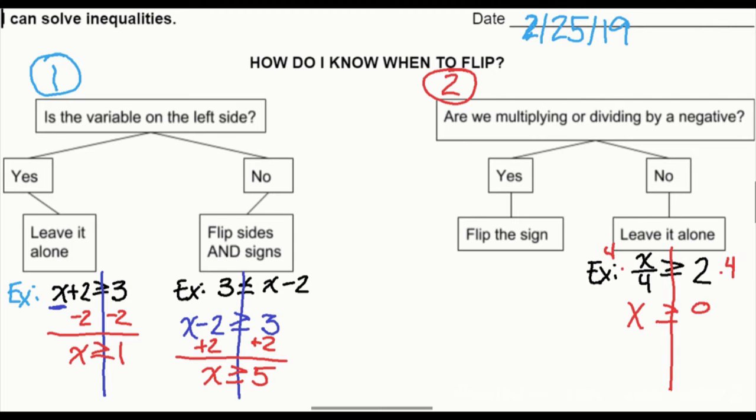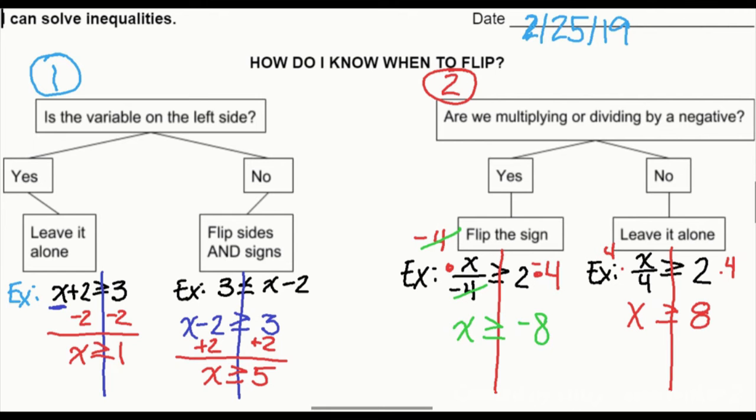If we have an example, on the other hand, like x over negative 4 is greater than or equal to 2, well, now this one's a little bit different. We have to multiply by that negative 4. After these cancel out, we're going to be left with x is greater than or equal to negative 8. But this is not true. What we need to have instead is x is less than or equal to negative 8, because that would be flipping the sign. Those are some examples of each of those.